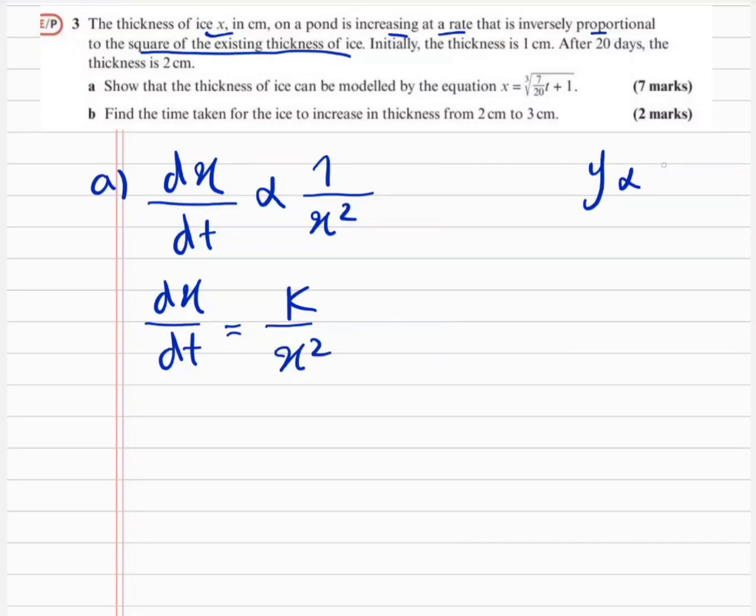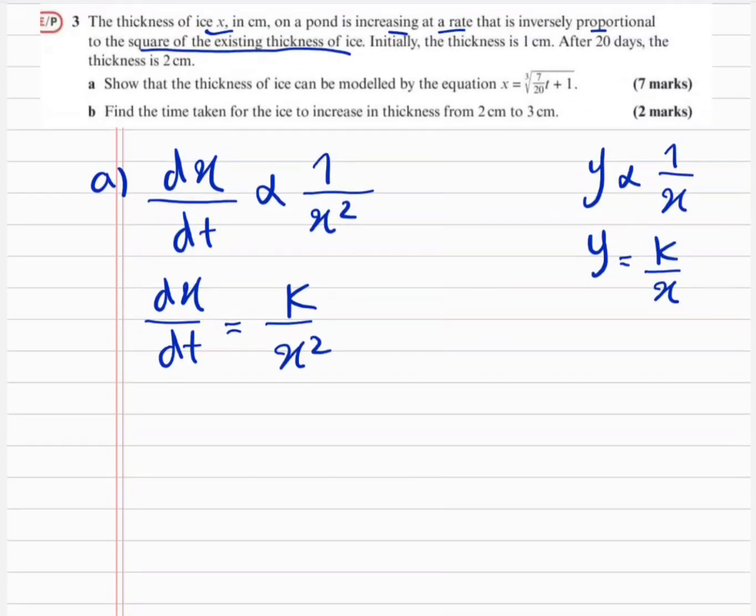From GCSE, this is basically the inverse proportionality, and as a constant, it becomes y is equal to k over x. Now this is the same, but we have a differential equation. So we just want to solve this differential equation in part A, using separation of variables. So we'll have x squared dx is equal to k dt. You multiply both sides by x squared and by dt, so that you'll have t on the right and x on the left.